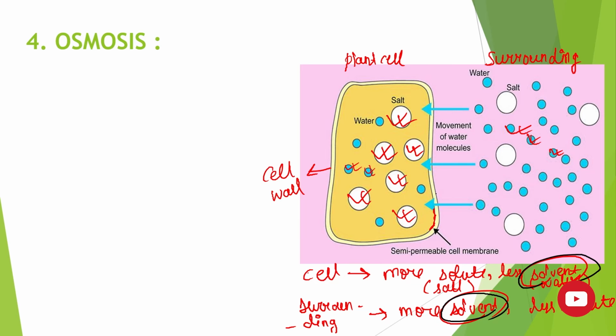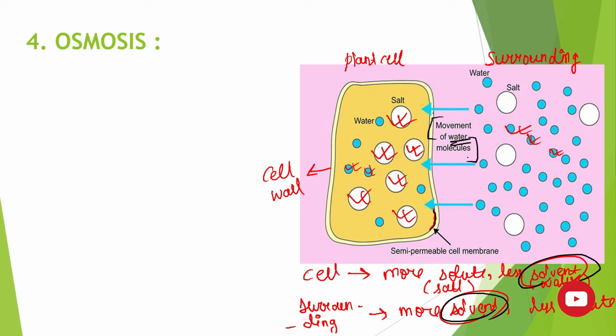And due to this difference in the concentration of solvent molecules, here we have taken the example of water, but actually it is solvent molecules, any type of liquid it can be, leads to the process of osmosis. So what is osmosis? It is the process in which transfer of molecules. What type of molecules?